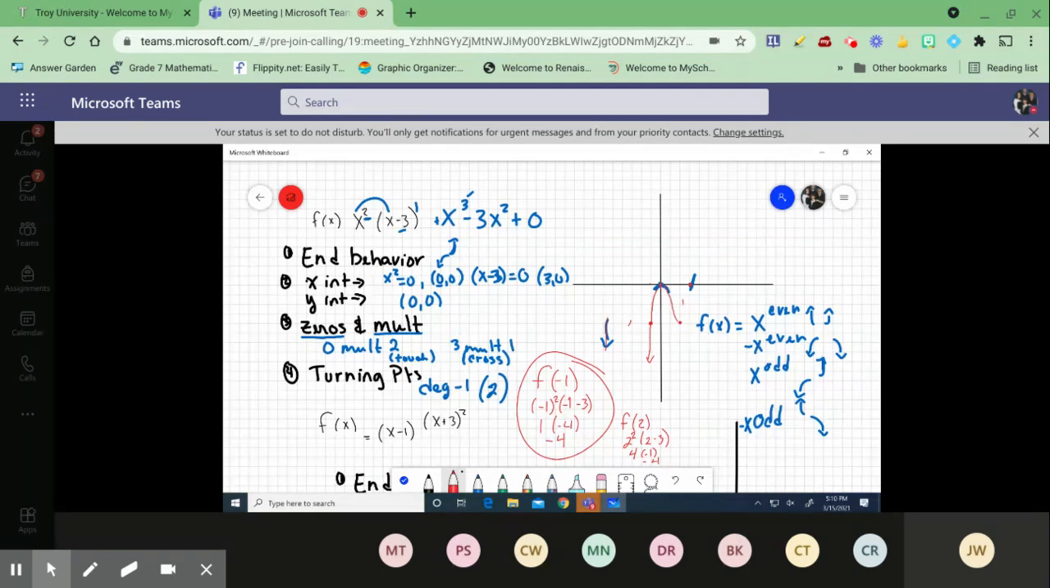So I know it's going to come down, come back up. Now again, just like I know this is coming down, but I don't know how fast, so I'm going to go one more point after that 3 and say, okay, let me find out what's f of 4. Do we understand why I am picking these numbers, guys? Where I'm getting those numbers from?